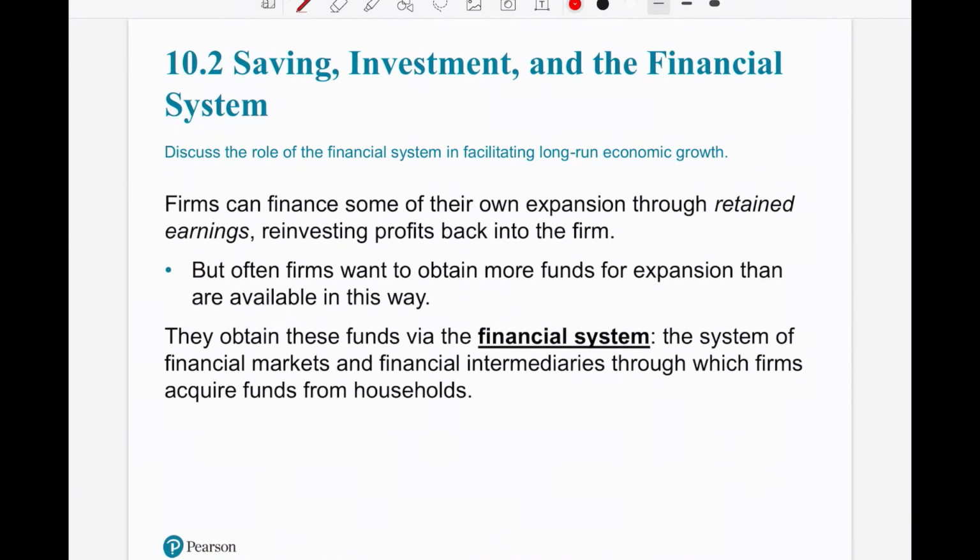Now, as we shift gears to the financial system, economic growth depends on the ability of firms to expand their operations. Now, firms can finance some of their own expansions through retained earnings, which is reinvesting profits back into the firm, also through financial markets and through financial intermediaries. Now, the financial system, by definition, is going to be the system of financial markets and financial intermediaries through which firms acquire funds from households.